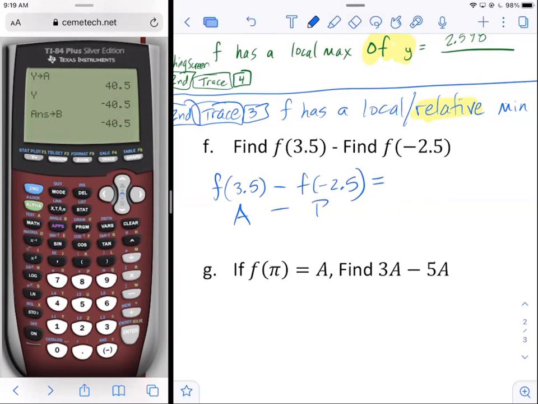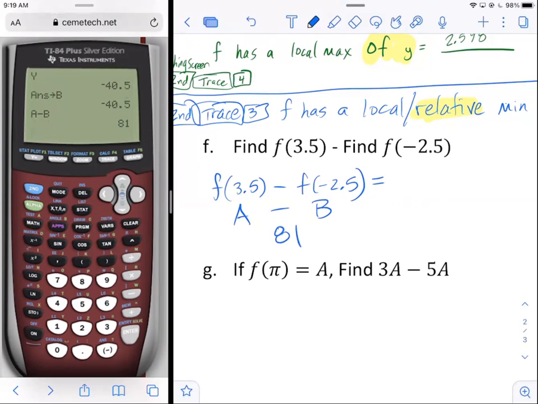And now I'm going to put -B. This is another way so that you don't get messed up with all your minus signs, because now we're subtracting a negative. So I found this, went to the home screen, alpha 1 stored it as A, found this on the graphing screen, went to the home screen, alpha 1 stored as B. And I'm showing what I'm storing them as. Now I can go back to my home screen, and I can just hit alpha A minus alpha B. Boom. And you get 81.